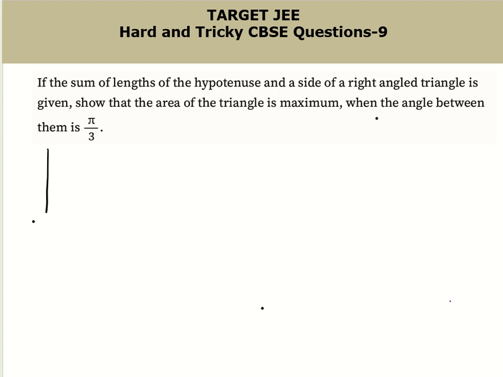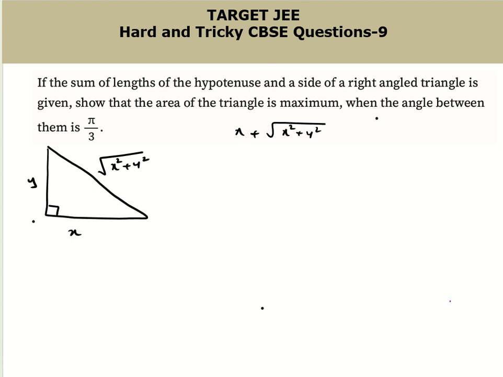So there is a right triangle. Let's call the sides of the right triangle x and y. The hypotenuse is root of x square plus y square. We are given, let us say, x plus root of x square plus y square is a constant. We are given the sum of the hypotenuse and the side of the right triangle. This is a constant.